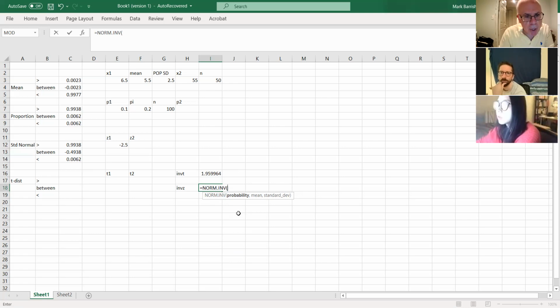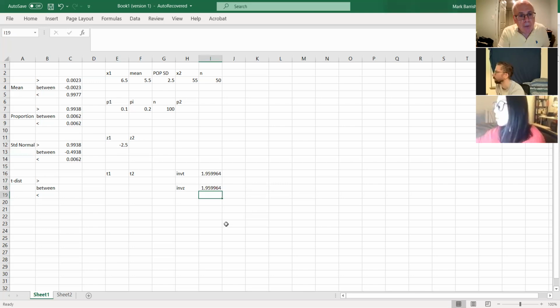And here, let's put in 1 minus 0.025, or 0.975. And then we're going to put a mean of 0 and a standard deviation of 1. That's our standard normal. Notice the numbers are exactly the same, right?